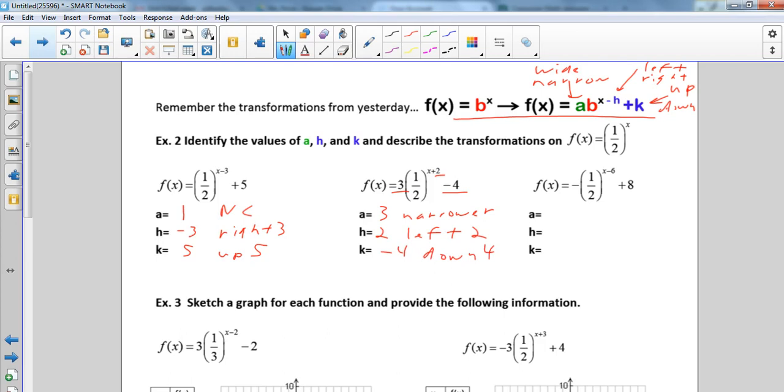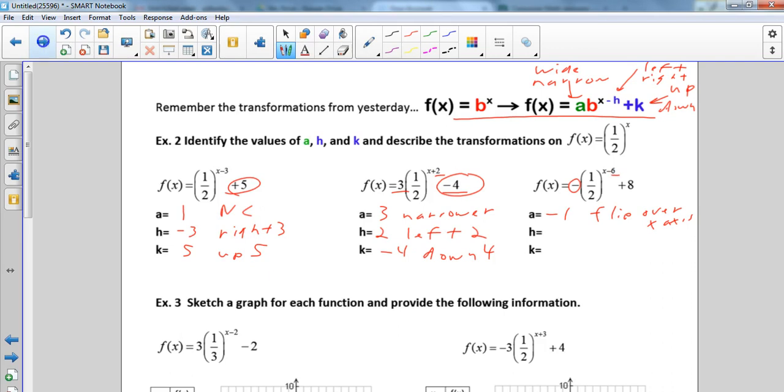And remember, K is going to change the asymptote. So like on this first one, the asymptote would be y equals 5. Here, the asymptote would be y equals -4. That's where that sonic fence goes. A. Now this time we have a -1 out there. Okay, that doesn't make it wider or narrower. In this case, it flips it over the x-axis. Okay, it flips it over the x-axis.